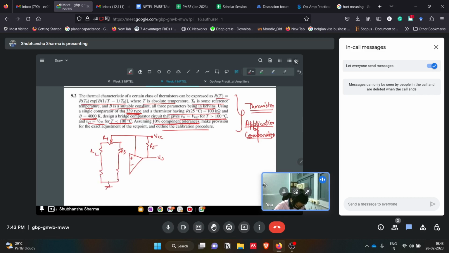Okay, this is grounded. So we have made this bridge here where our thermistor resistor is here, RT. So this resistor is basically depending on the temperature. That is what thermistor is about. And this is some R1 resistor.